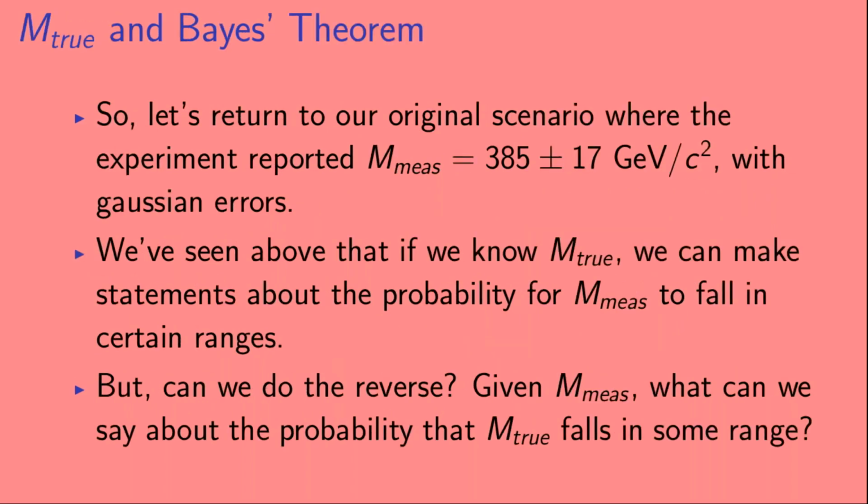So let's return to our original scenario, where the experiment reported m measured equals 385 plus or minus 17 GeV/c² with Gaussian errors. We've seen above that if we know m true, we can make statements about the probability for m measured to fall in certain ranges. But can we do the reverse? Given m measured, what can we say about the probability that m true falls in some range?